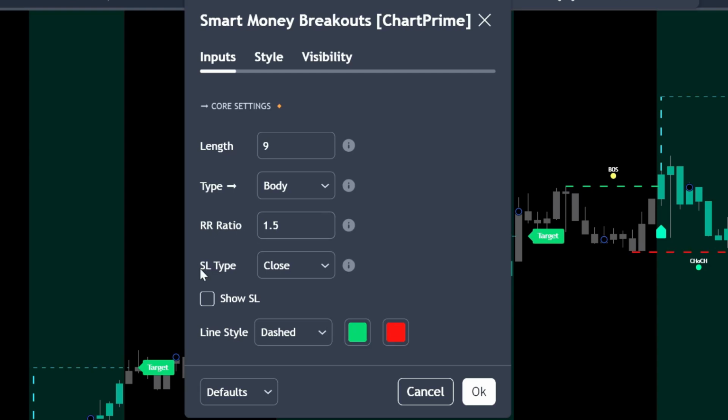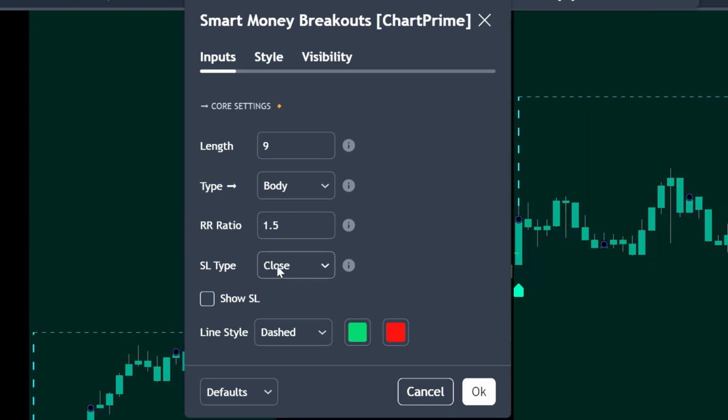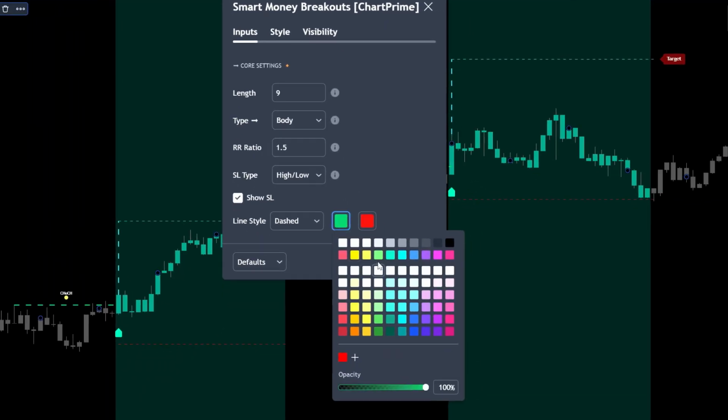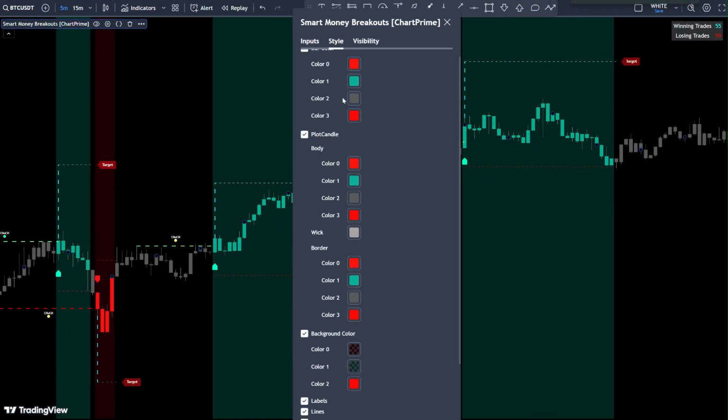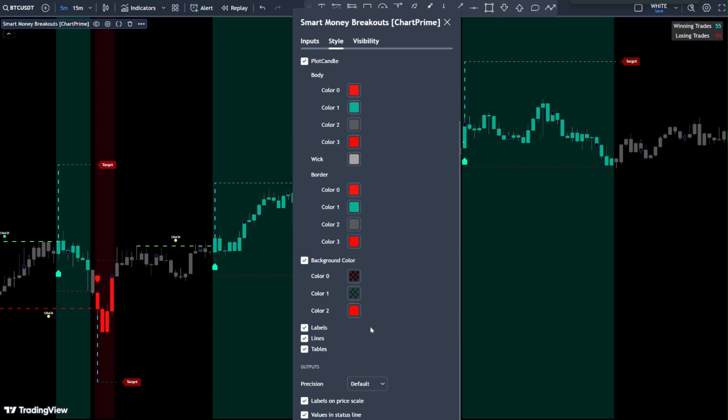We'll also switch the stop loss type to high or low. This will help us set our stop loss order based on recent price swings. And finally, let's enable the SL option to automatically place our stop loss order. As for the style, you can customize the lines and colors to your liking, but for now, the default settings should work just fine. With these adjustments, we're ready to harness the power of the Smart Money Breakouts indicator and start making some serious money.